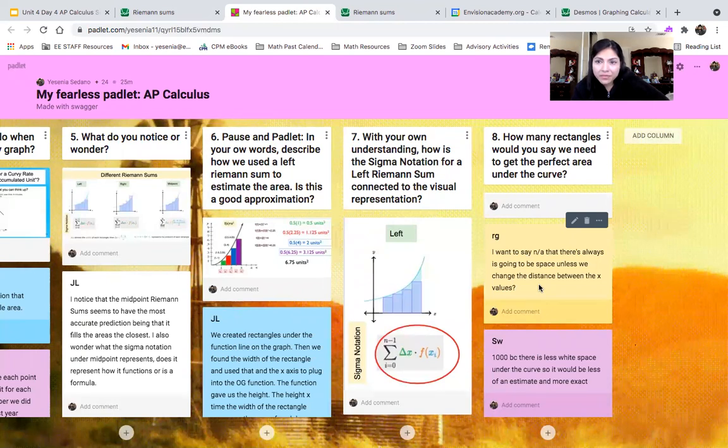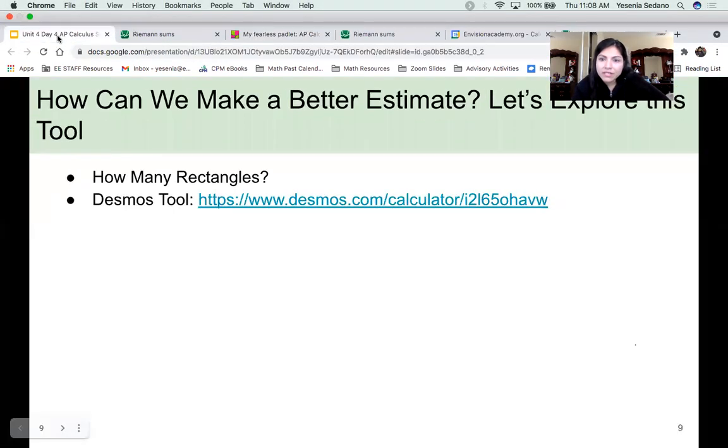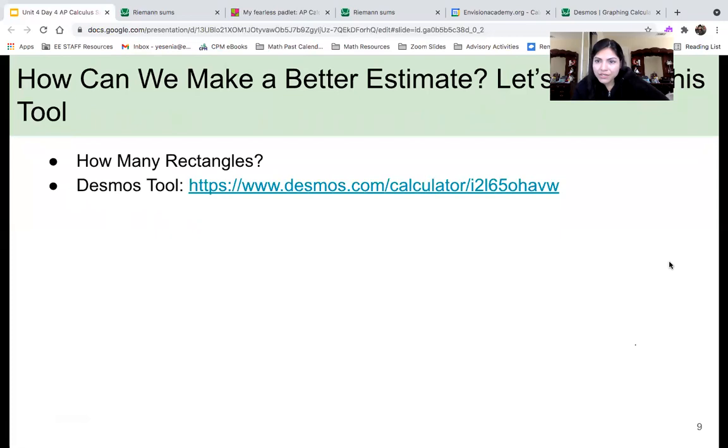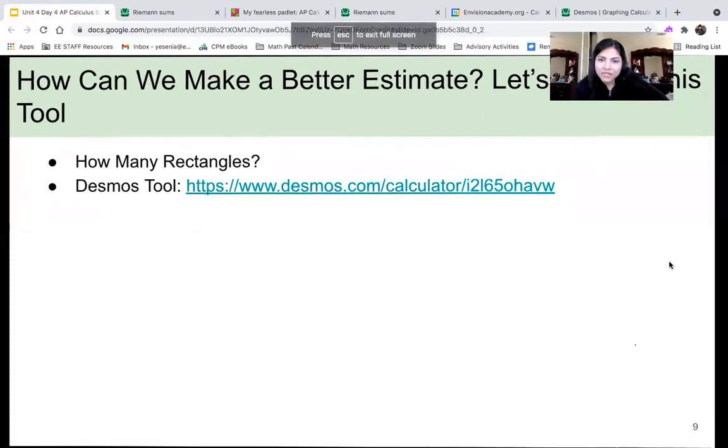So how can we get the perfect area? So I really, really highlighted this comment. And then again, there's that comment again, less white space of an estimate. You'll get more correct if you use more rectangles. That actually is highlighting the fact that more rectangles is indeed a better approximation. What does that mean? Let's make some connections.